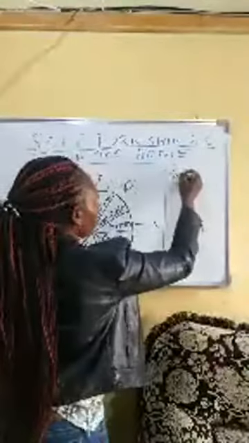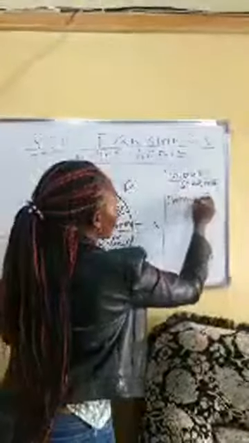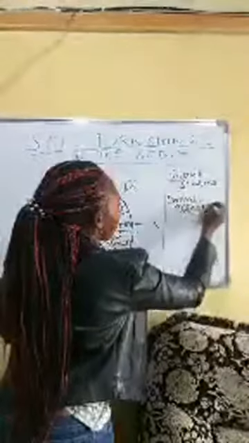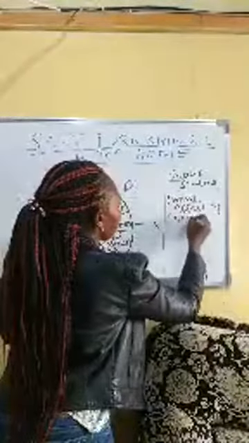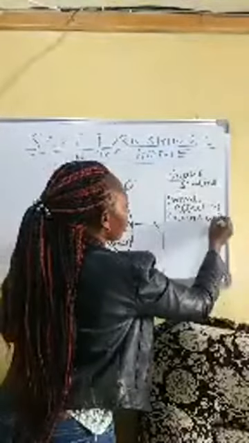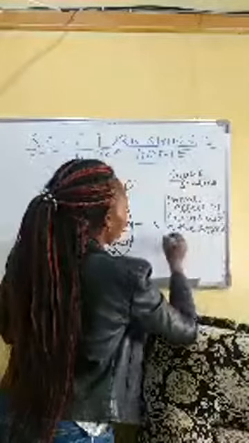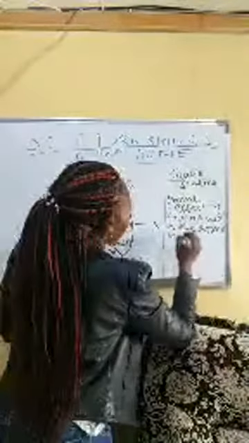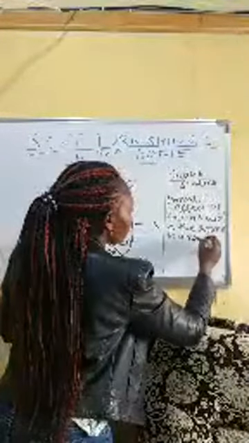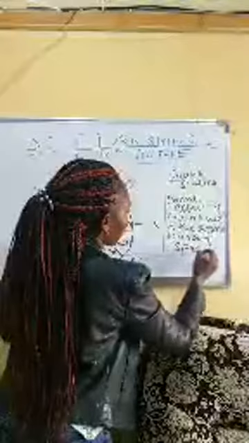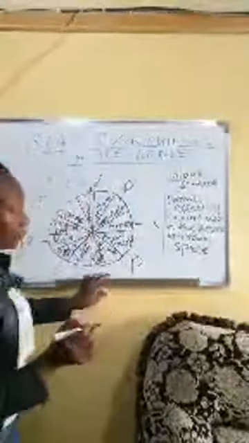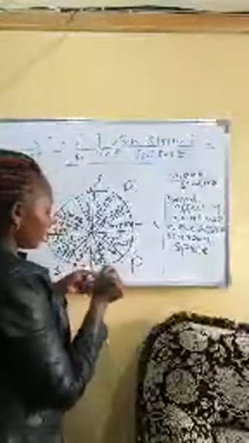So we have color scheme. A color scheme is the overall effect of colors used in the surfaces in a room.